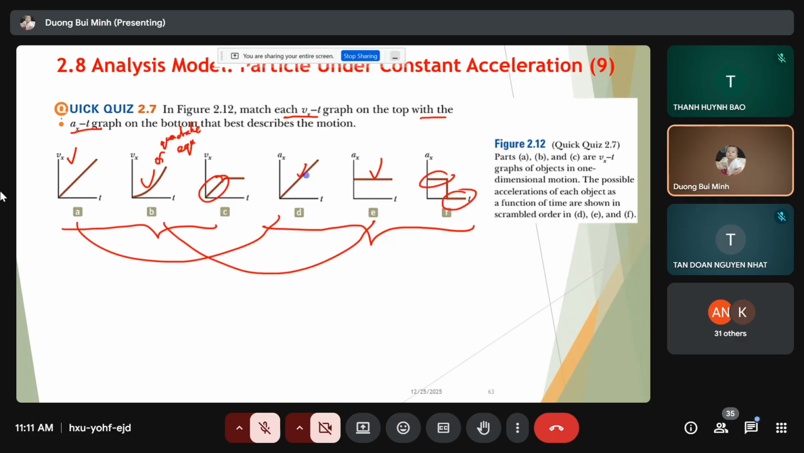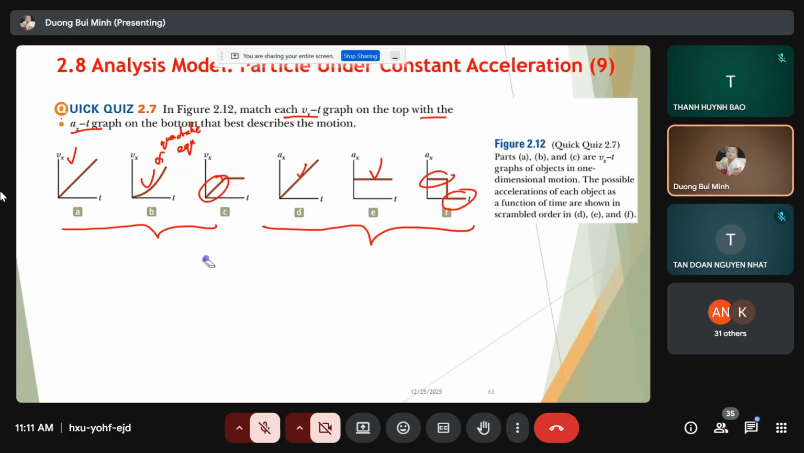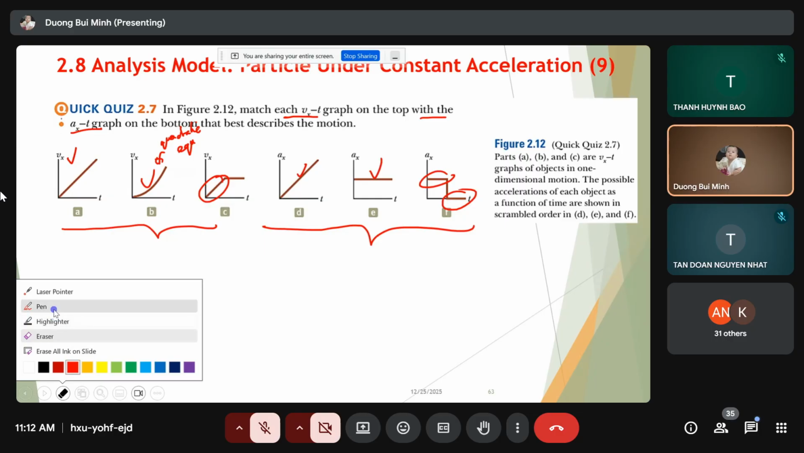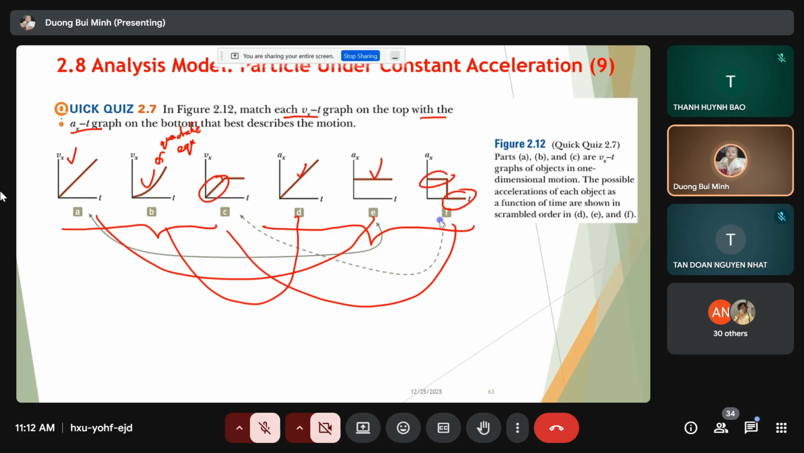So we have A, E, B, D, and C, F. Very easy, just remember the relationships between the velocities and accelerations.